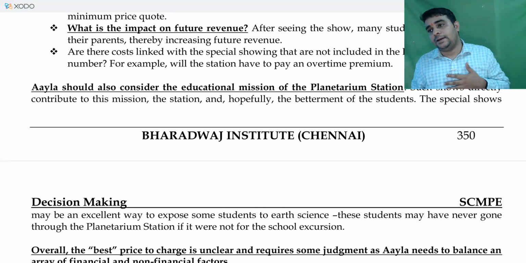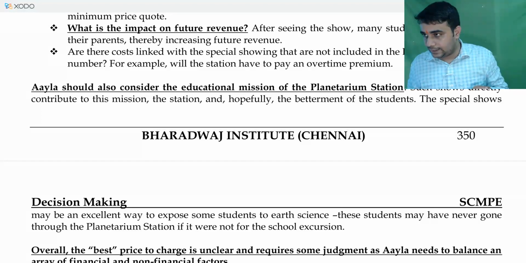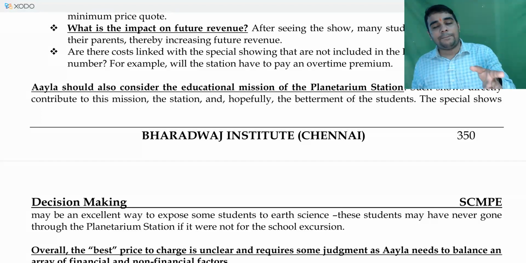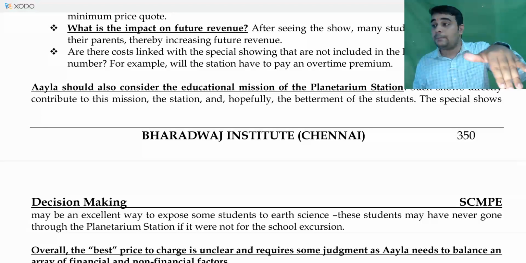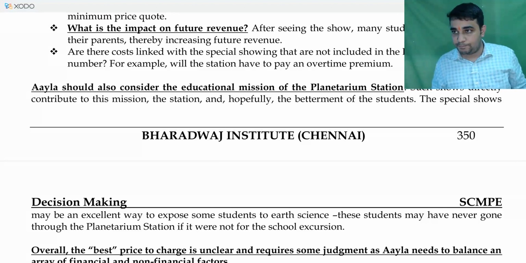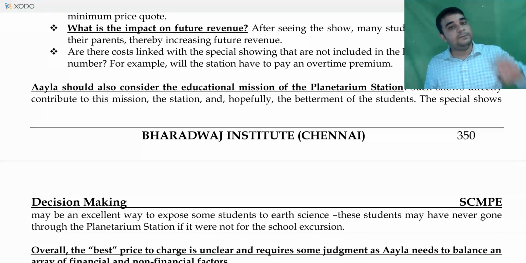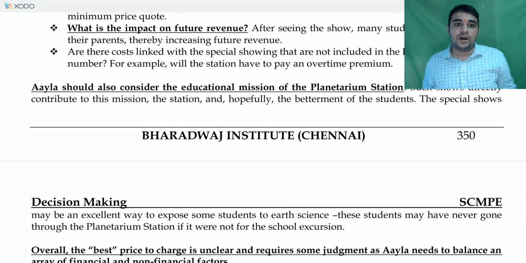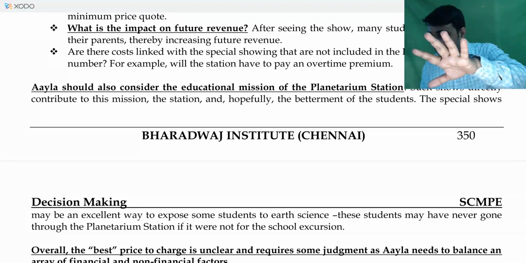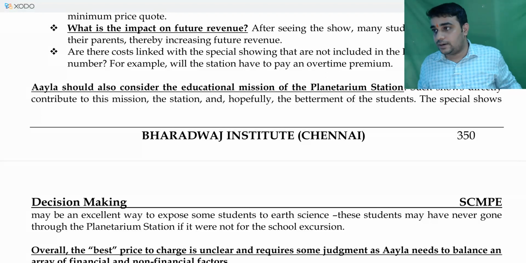But again, I'm repeating, the same question doesn't get repeated in the exam most of the time. What will happen is there could be some other case study where some points from this can be written, where you will say impact on future revenue, impact on your F&B segment. It could be not a movie station, it could be something else where there is an impact likely of additional revenue, allied revenue.